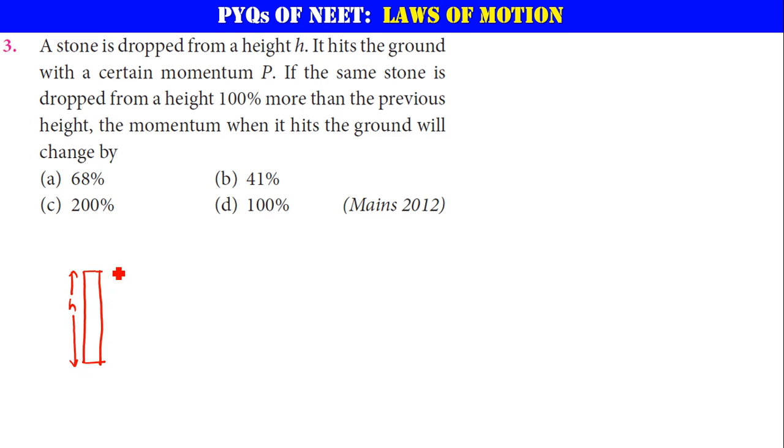Okay. So initially you are dropping, so u is equal to 0. Finally, the velocity has to become some v. You don't know what it is. And now momentum p is going to be mass times velocity. Now let us say that is p1, and mass is same, so m v1 now.